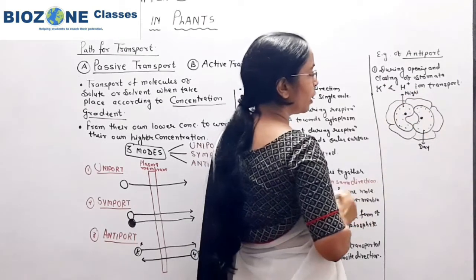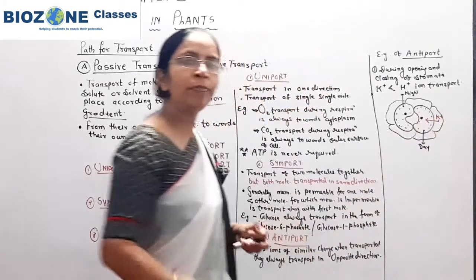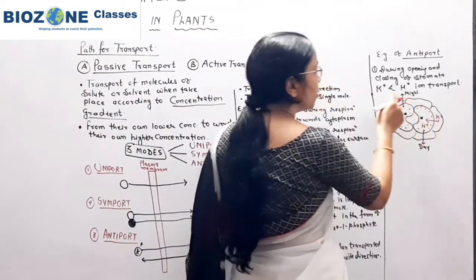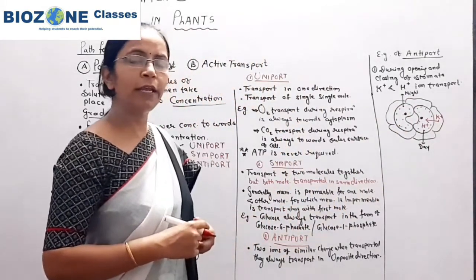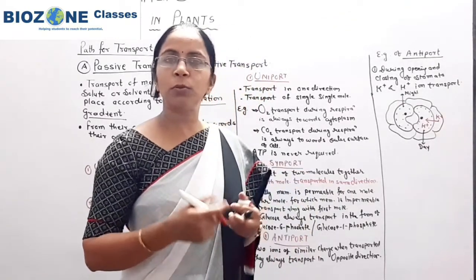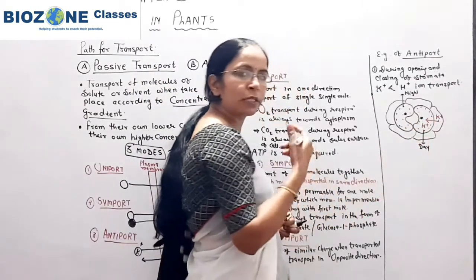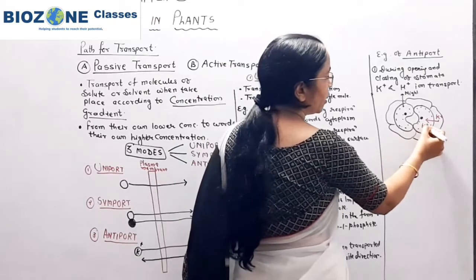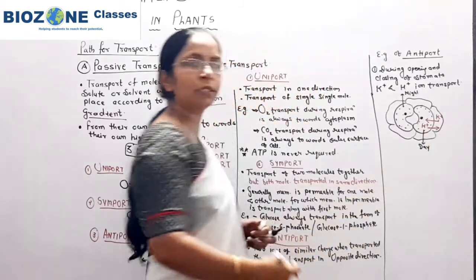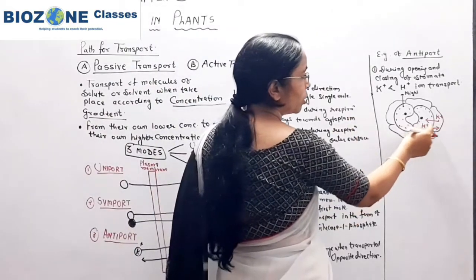So what is happening during daytime? From the accessory cell, potassium ions are transported towards the cytoplasm of the guard cell, and from the guard cell, influx and efflux. In antiport, whenever we study ionic gradient or ionic exchange, we use the words influx or efflux. So influx means the potassium ion transport takes place towards the inner cytoplasm, and the hydrogen ion transport that takes place is efflux, the hydrogen ions moving towards the accessory cell, outward from the guard cells.